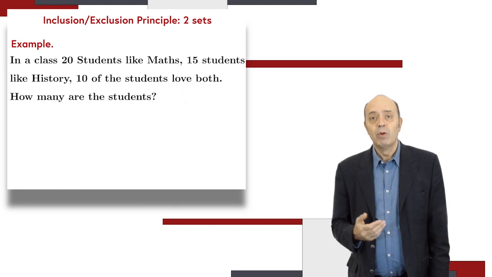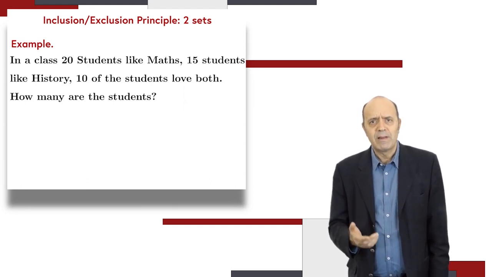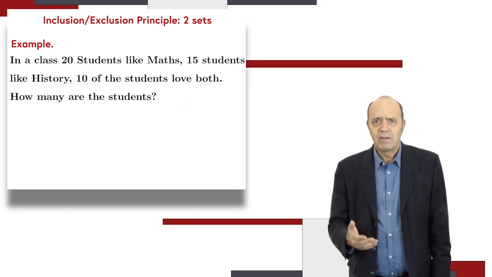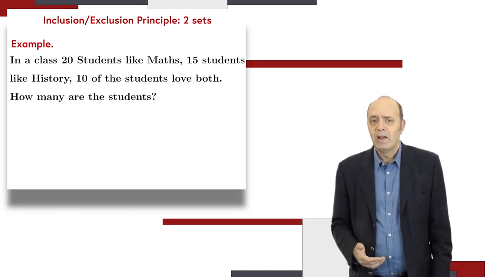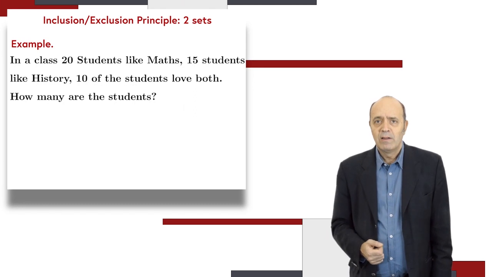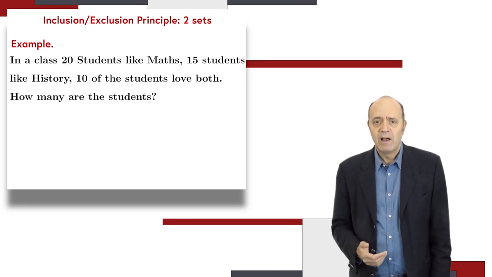In this unit, we are going to learn how to count the elements of a union of sets. Let us consider an example. In a class, students like either maths or history, and 20 of them like maths and 15 like history. 10 of the students love both maths and history. How many are the students?